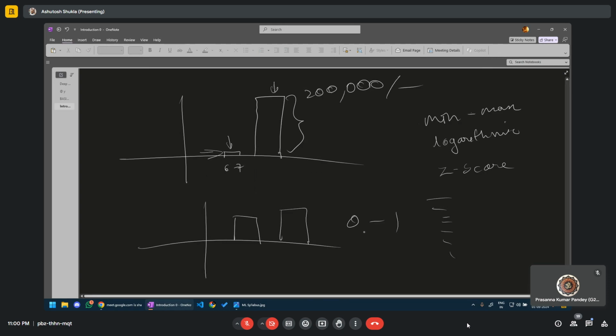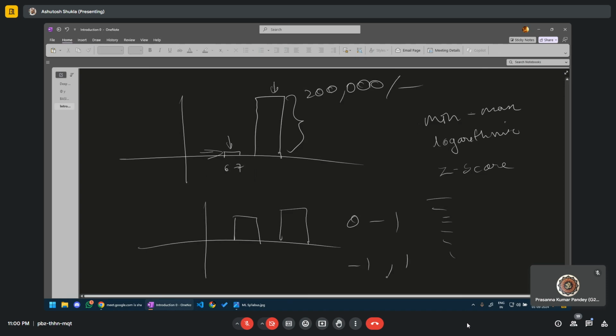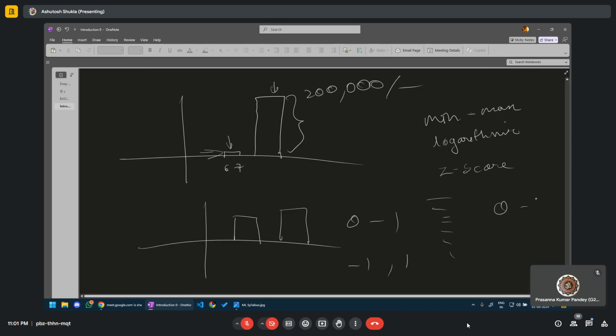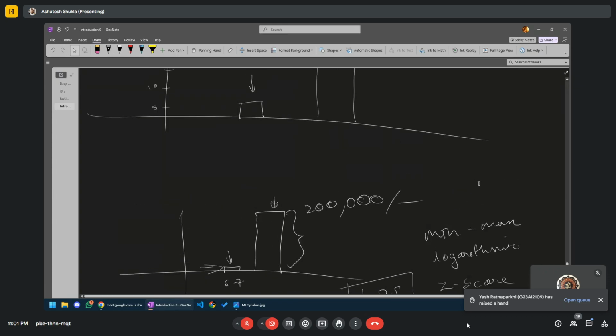A lot of times people will take -1 and +1. That's perfectly fine. It depends on people and their decisions. Some people would like to take 0 to 2, because 1.25 or something like that, they might allow that kind of number. So it depends on what kind of data you have, and what kind of application you need from that. Makes sense so far, by the way?